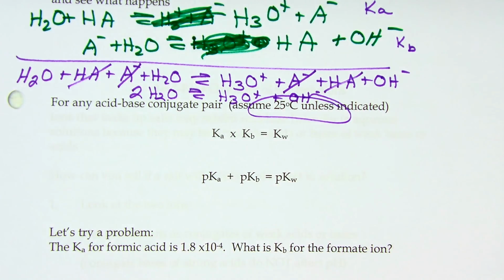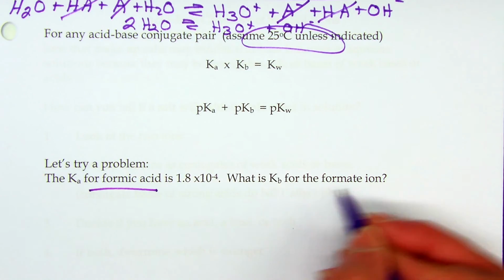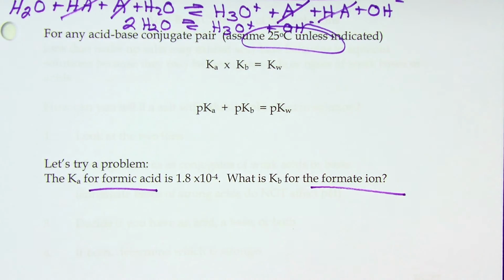So let's look at a problem. The Ka for formic acid is 1.8 times 10 to the negative fourth. What is the Kb for the formate ion? Well, formic acid makes the formate ion. You remember from Chem 111 nomenclature, ic acids make ate ions and ous acids make ite ions, right?